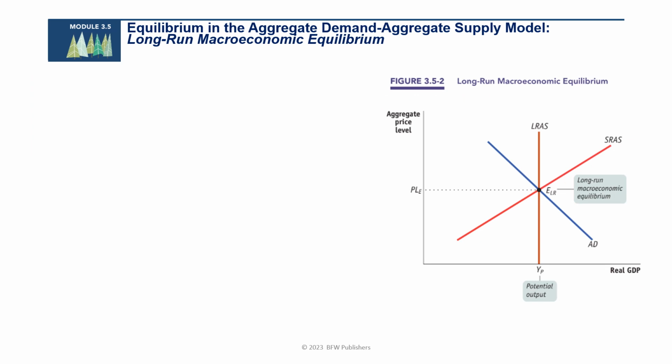Time to shift our focus from the short run to the long run. What did John Maynard Keynes say? In the long run, we're all dead, but we need to know about the long run aggregate supply curve. So look at our graph. What have we added? Our vertical long run aggregate supply curve.